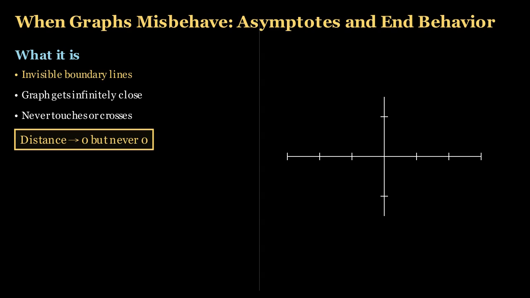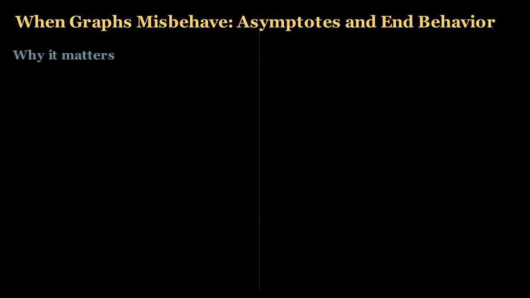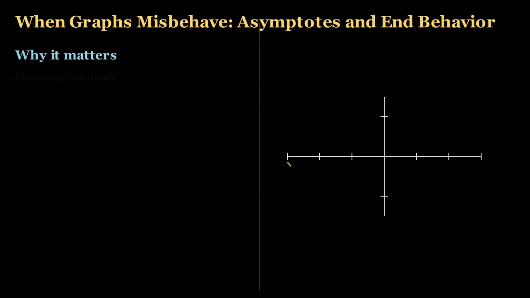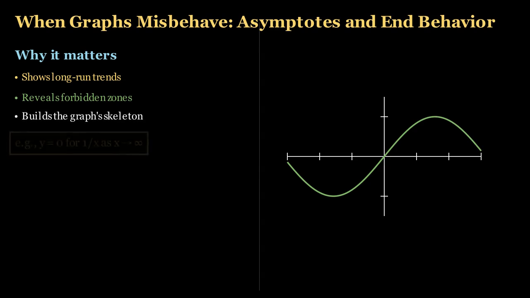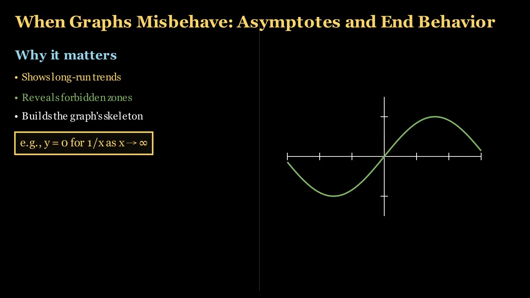Why do we care about lines the graph never even touches? Because they tell us the story of the function's behavior at the extremes, what happens when x gets huge, or when the function itself blows up. A horizontal asymptote reveals the long-run trend. As time goes on, does the temperature of your coffee settle to room temperature? A vertical asymptote marks a forbidden zone, a value of x where the function simply cannot go, like the speed of light for a massive object.